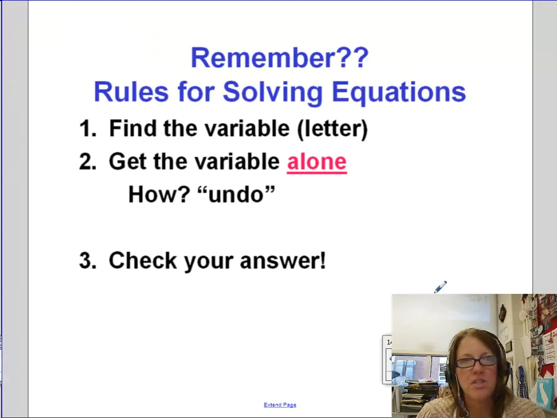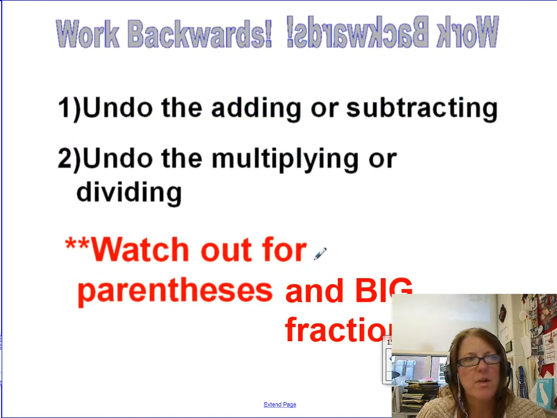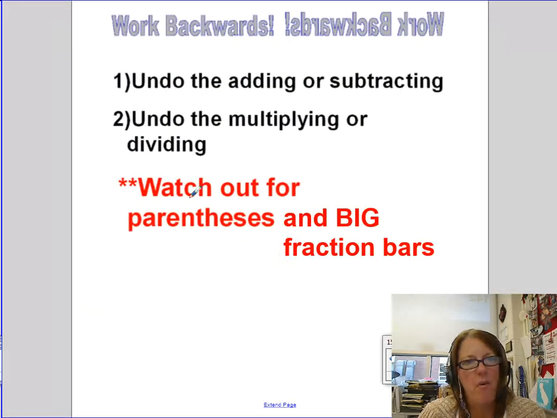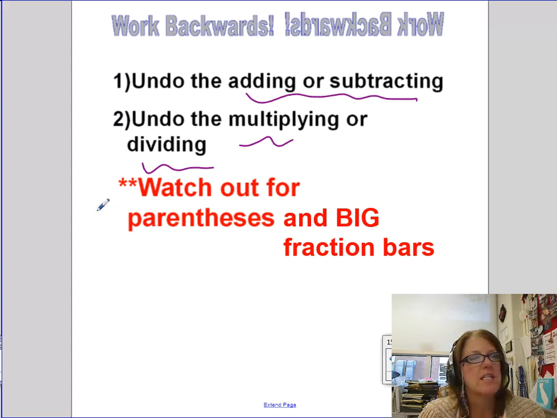A reminder, you don't have to keep rewriting this, but we're always trying to find that variable and get it alone by undoing and checking your answer. The undoing part is what we have to focus on today. Normally, when it's a straightforward one, going backwards means we undo the adding and subtracting first, and then we undo multiply and divide. However, today watch out for parentheses. I've got some strategies here, and also for large fraction bars that encompass more than one thing in the numerator.